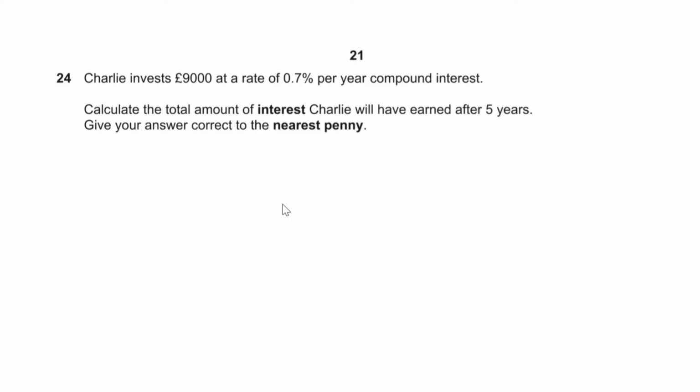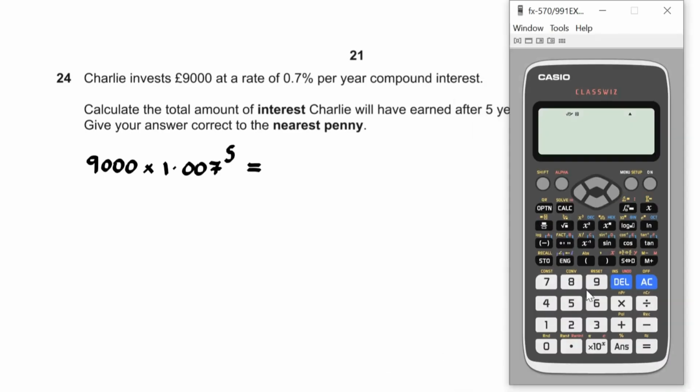Question number 24. Charlie invests £9,000 at a rate of 0.7% per year compound interest. You have to calculate the total amount of interest Charlie will have earned after 5 years. Give your answer correct to the nearest penny. So he starts off with £9,000. And if I multiply this by 1.007 to the power of 5, it turns out we get £9,319 and 44 pence. So this is the amount he has after 5 years.